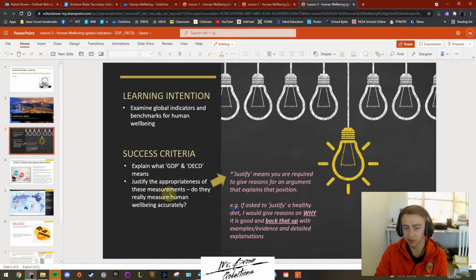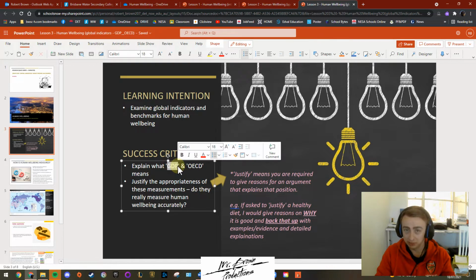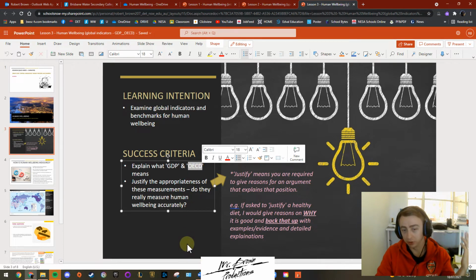Moving on to our success criteria for today, in order to really understand our learning intention, these global indicators of human well-being, we're going to be looking at two different main measurements that countries across the world use to measure human well-being for different countries. So we're going to be looking at the term GDP, you've probably heard of that one, and then we're going to look at another one called the OECD, and we're going to look at what it means.